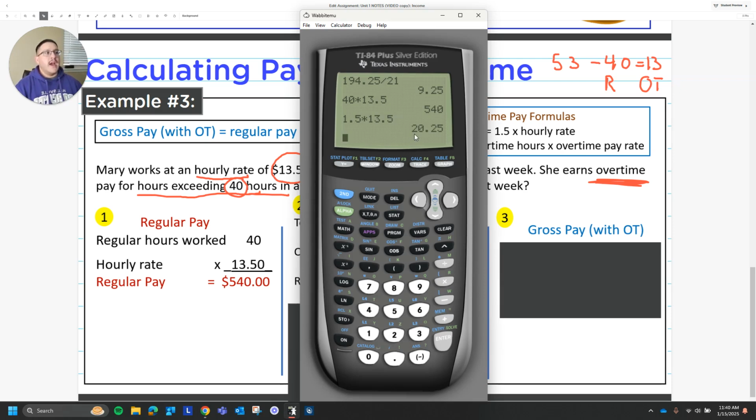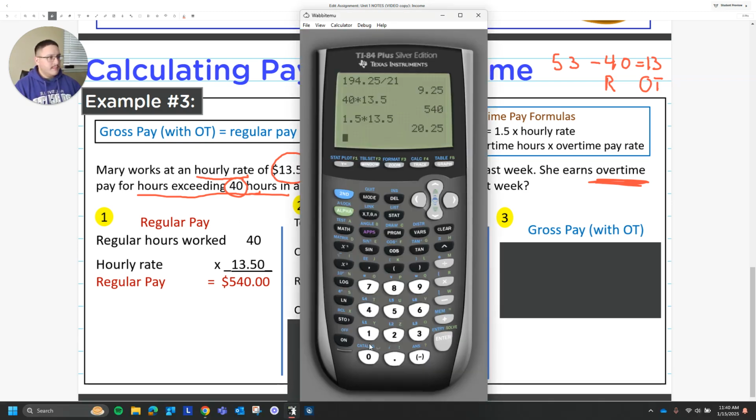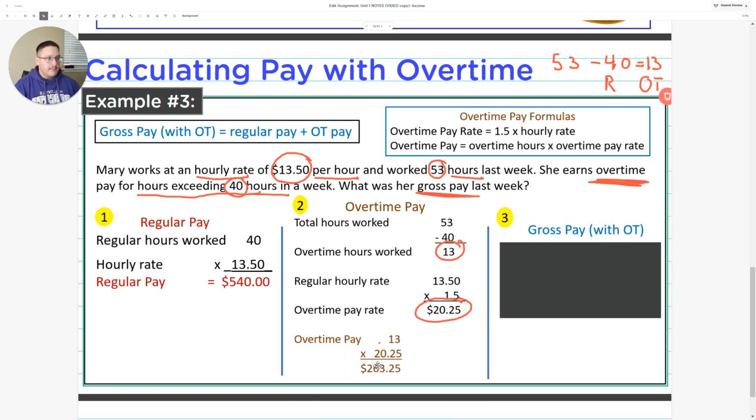And her overtime pay rate is $20.25. Now we're going to multiply these two numbers: 13 times 20.25. Excuse me. And her overtime pay is $263.25. Right here.